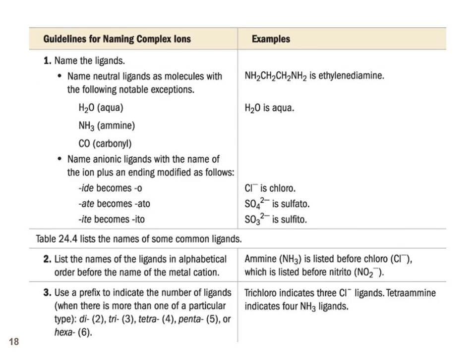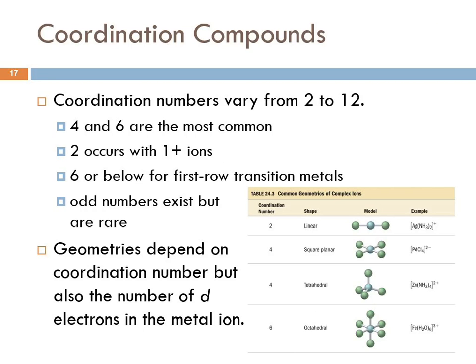When you said that 2 occurs with 1 plus ions, what does that mean? It means with something like iron 3, you're not going to see a coordination number of 2. You'll probably see 4 or 6. And so the example here is silver with 2 ammonia molecules. Silver has a +1 charge. So 2 is not as common. It does occur, but it's not as common. And you mostly see it just with the +1 ions.